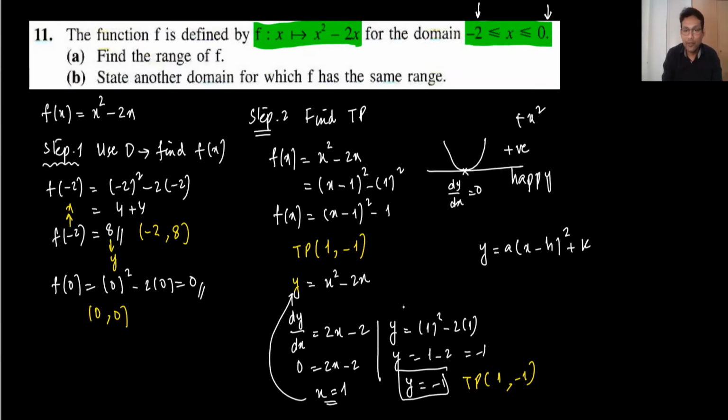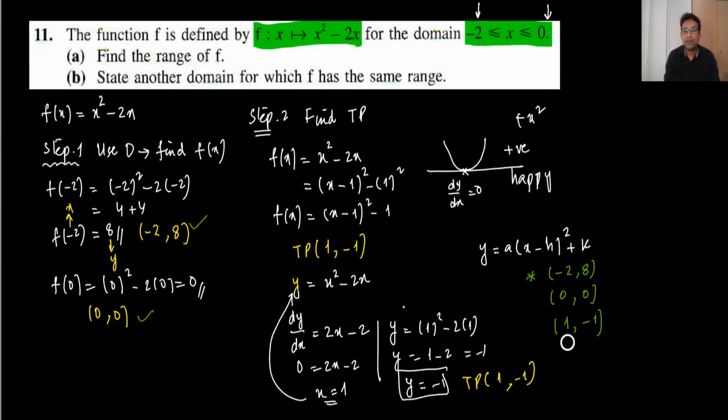Now I'm writing all these coordinates. I want to use a different color now. The first point is minus 2, 8. The second point is 0, 0. I will write all the coordinates. The third, this turning point is also involved.